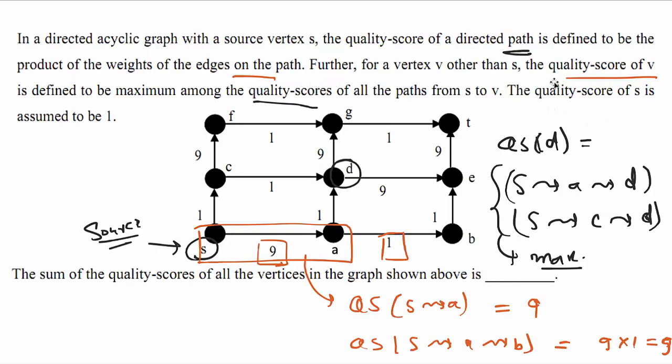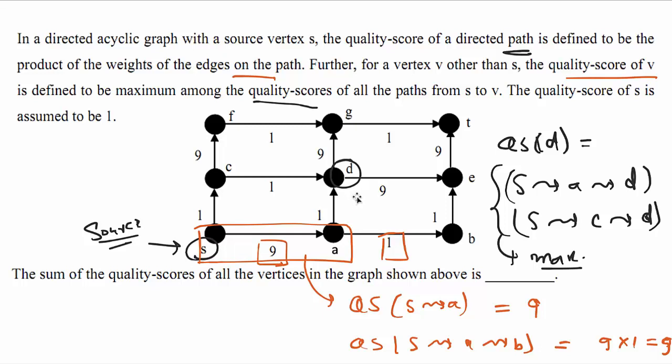Now they are asking, the quality score of S is assumed to be 1. Now they are asking for the sum of the quality scores of all the vertices in the graph. So I need to find the quality score of A and the quality score of B, and then all other vertices, and we need to sum it up to finally find the answer.